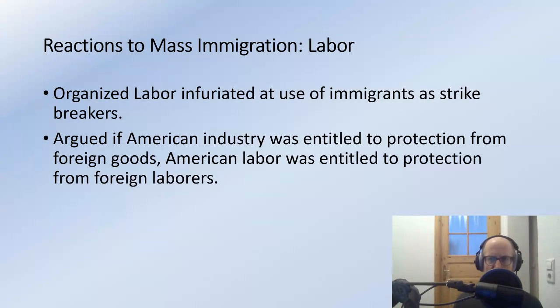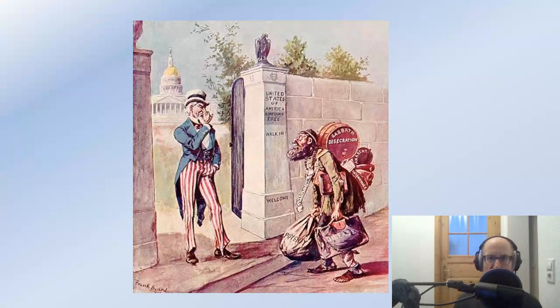And if industry was able to enjoy the protection of foreign goods through tariffs, then laborers should be entitled to protection from foreign laborers by immigration policies that stop the flow of immigrants. Here is an image of Uncle Sam saying, "Hey, stop right there. You're not coming into America because you're a Jew." Yeah. You have one sack of poverty, one sack of disease, and on your back you have Sabbath desecration and anarchy. You could never be American.